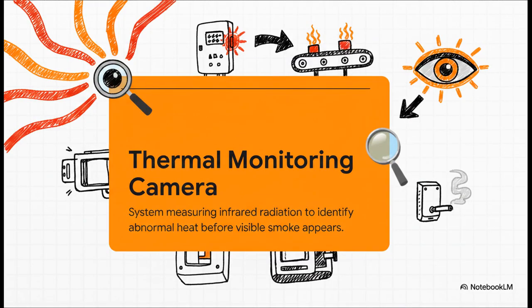Now, a thermal monitoring camera is a fundamentally different beast. It measures infrared radiation emitted by surfaces to gather temperature data. A thermal system isn't just scanning a busy room and asking, hey, do I see a fire? It's actually asking a much cooler, much more preventative question. It's asking, is this specific piece of machinery hotter than it should be right now? It spots abnormal heat on equipment or raw materials well before a single wisp of visible smoke ever appears.